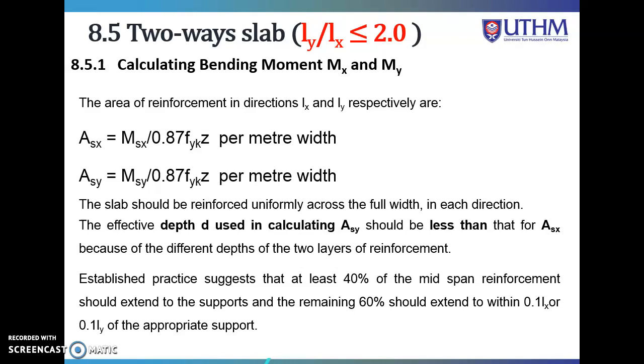I think we're going to continue in the next video with a few examples on how to design the slab in one-way or two-way direction.